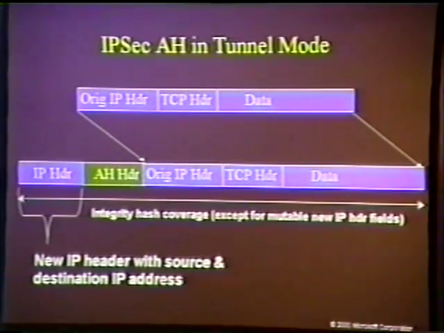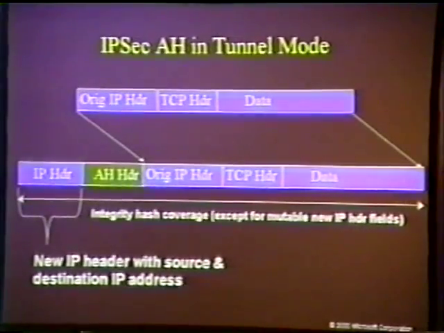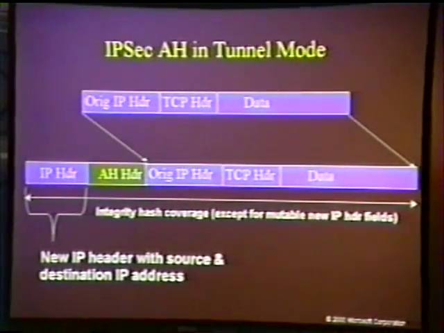Now here's IPSec AH in tunnel mode. And as you can see here, it adds another IP header with the source and destination IP address. That actually makes up the tunnel. And then it adds the AH header behind that and in front of the original IP header. And as you see, it actually does cover the entire packet once again.